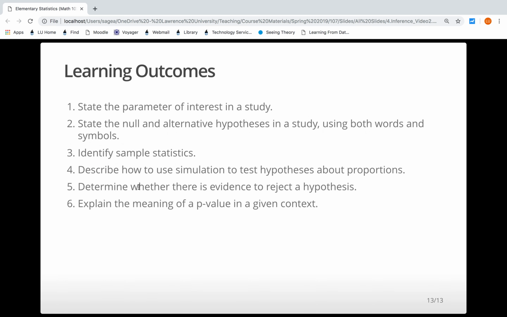To recap, in these videos, we've talked about how to state the parameter of interest in a study, state the null and alternative hypotheses using both words and symbols, identify sample statistics, describe how to use simulation to test hypotheses about proportions, determine whether there is evidence to reject a null hypothesis, and explain the meaning of a p-value in context.